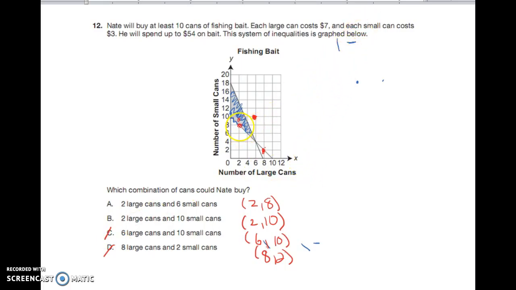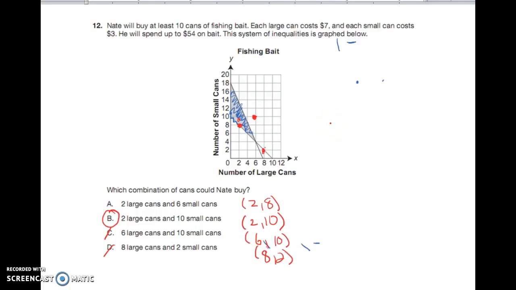2, 8 looks like it's on the edge. Okay, he has to buy at least 10 cans of fishing bait. So that's good that way. So it looks to me, because the 2, 10 is right in that area, B is the correct answer to that one.